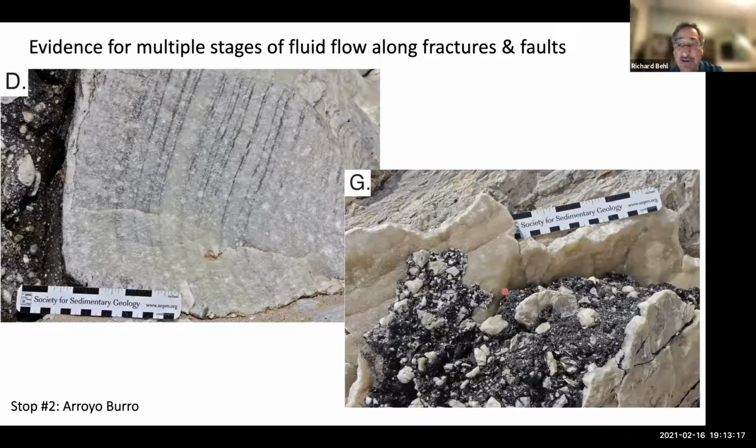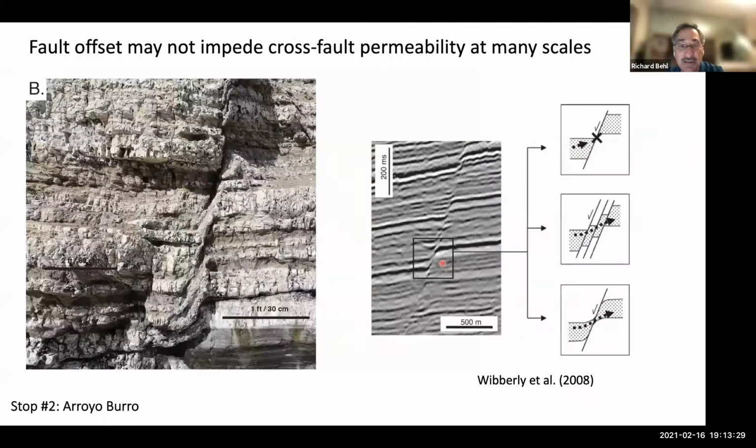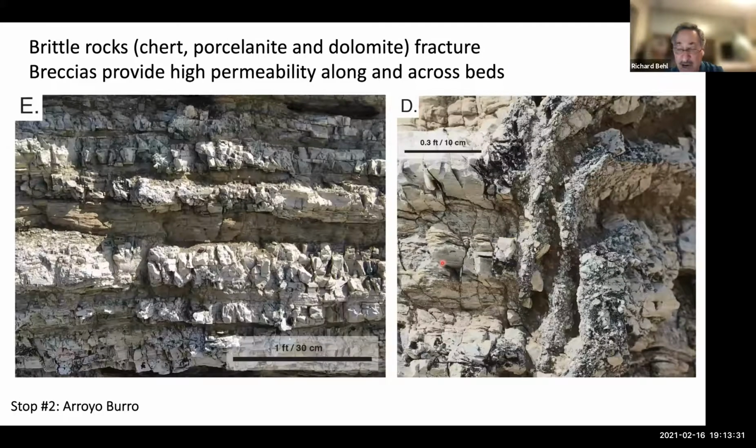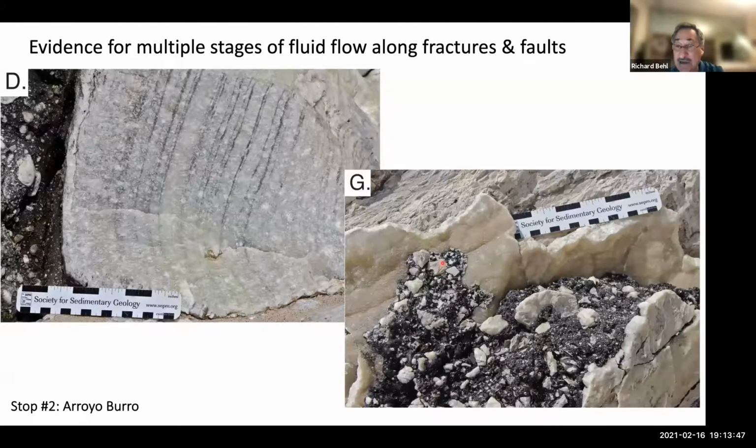It's beautiful things to look at in this Arroyo Burro area, a fabulous walk to take. And so these are all good examples, if we go back to here, of how brecciated rocks, stratigraphic rocks that are very brittle, that become fractured, jointed, or brecciated, become along strata and sometimes cross strata conduits for fluid flow and migration of hydrocarbons.